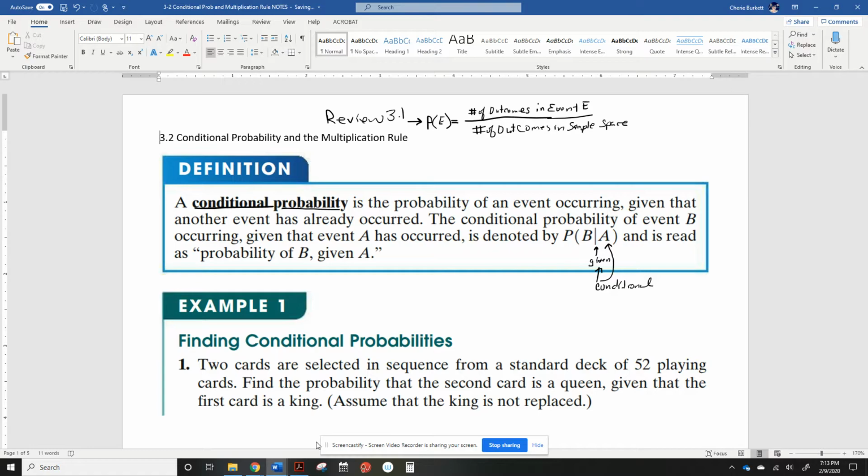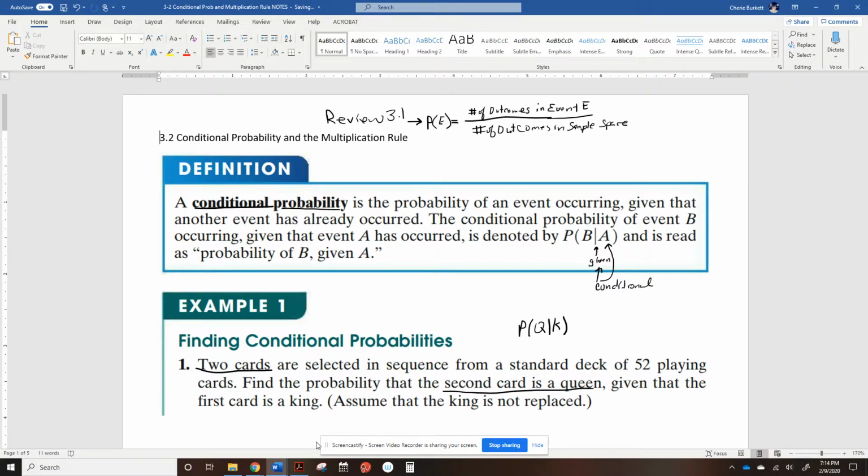So here's an example. Two cards are selected in a sequence. Notice it said two cards are selected, and they're going to be asking us about the second card. So the event B would be: find the probability that you get a queen. Well, it's just not that simple because they're also going to look at that first card that was drawn and say, given that the first card is a king. So find the probability that the second card was a queen, and we already understand that we saw the first card and we know that it was a king.